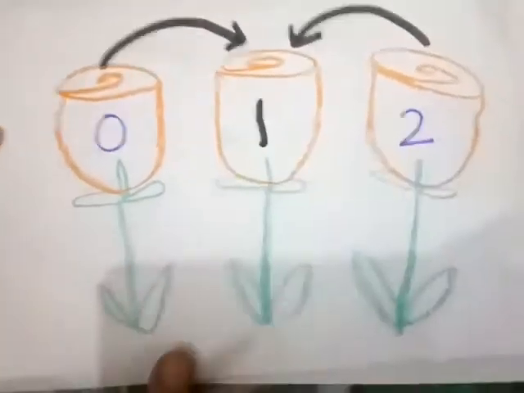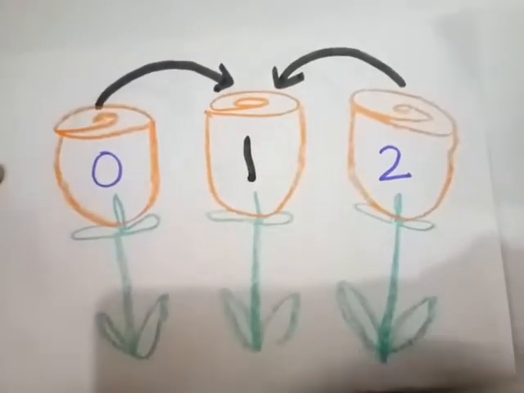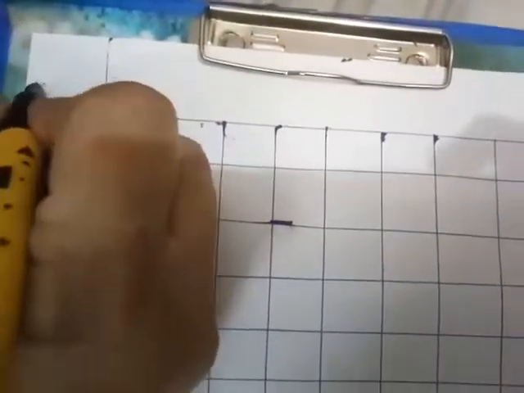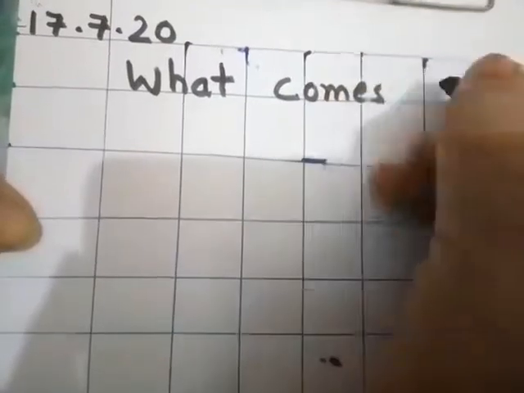Okay. Now we will do this work in the math notebook. All of you open your math notebook. First we will write the date. Today is 17th of July 2020. And we will write classwork here. And on the first line we will write "what comes between".